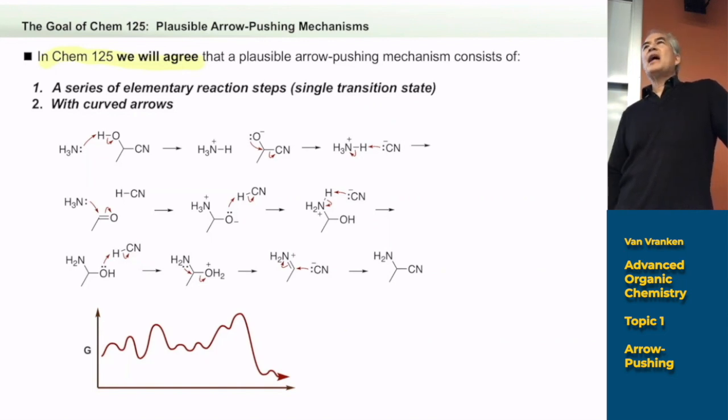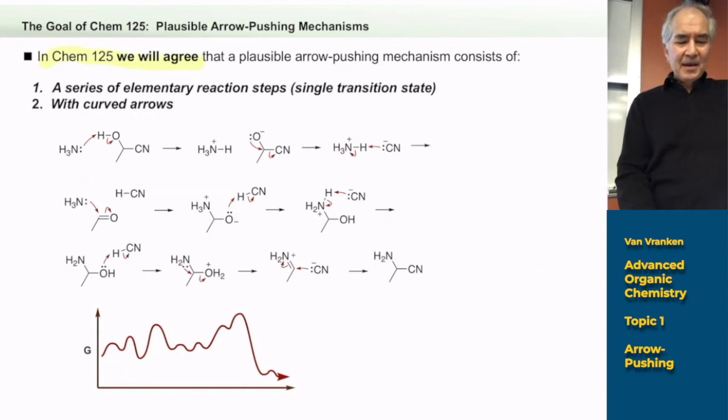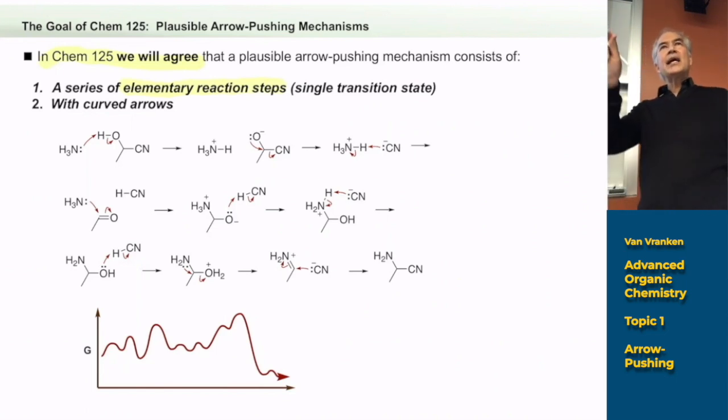This is what I'm going to be asking you over and over again. I will ask you over and over, suggest a plausible arrow pushing mechanism for the following transformation. And when I ask you for a plausible arrow pushing mechanism, I'm asking you for a series in sequence of arrow pushing steps. And they are all going to be elementary reaction steps. What is an elementary reaction step? When you add those curly arrows and you draw the reaction or going to the next set of intermediates, an elementary reaction step has a single transition state.